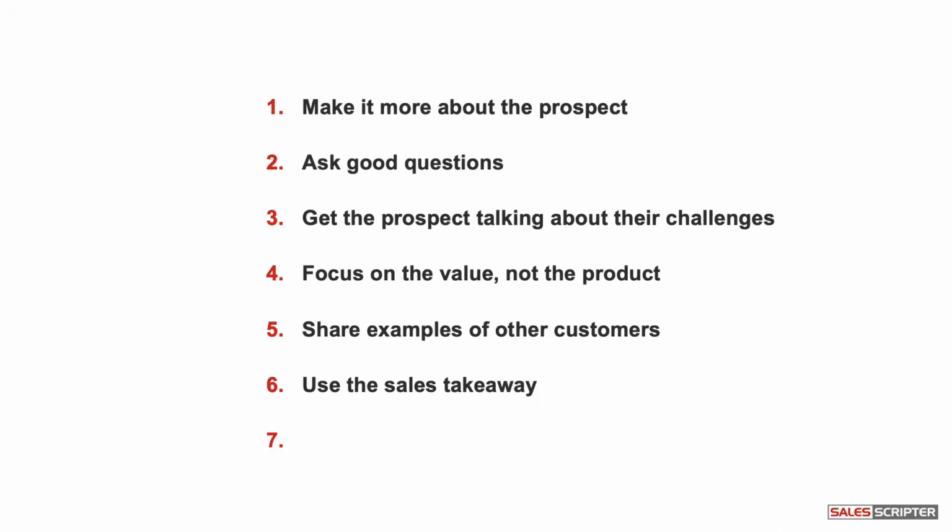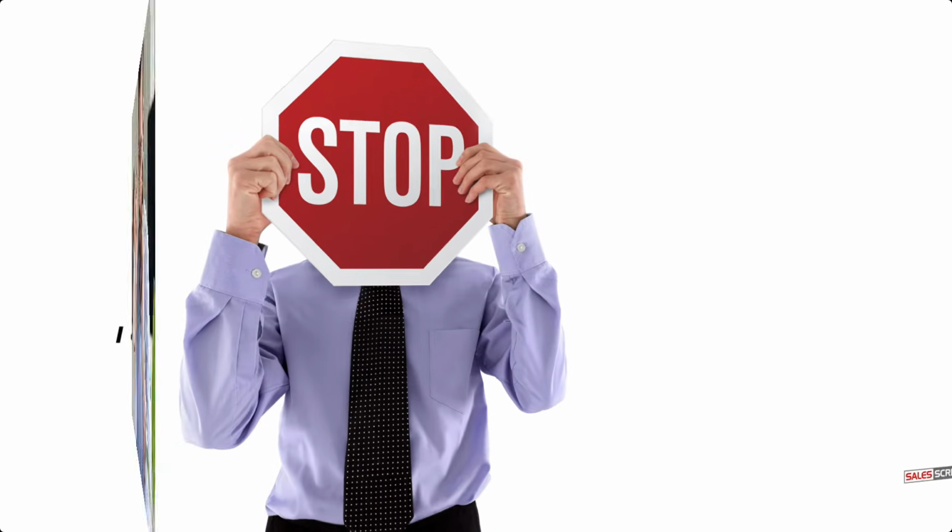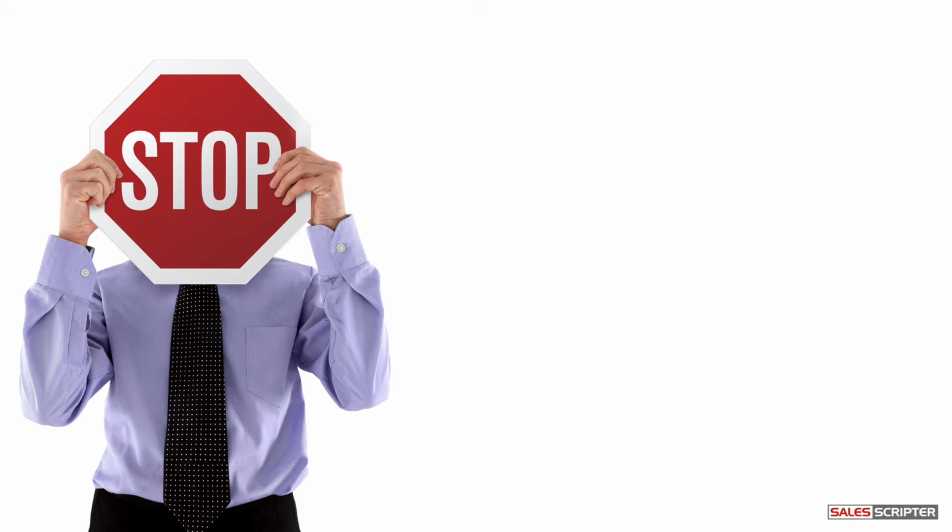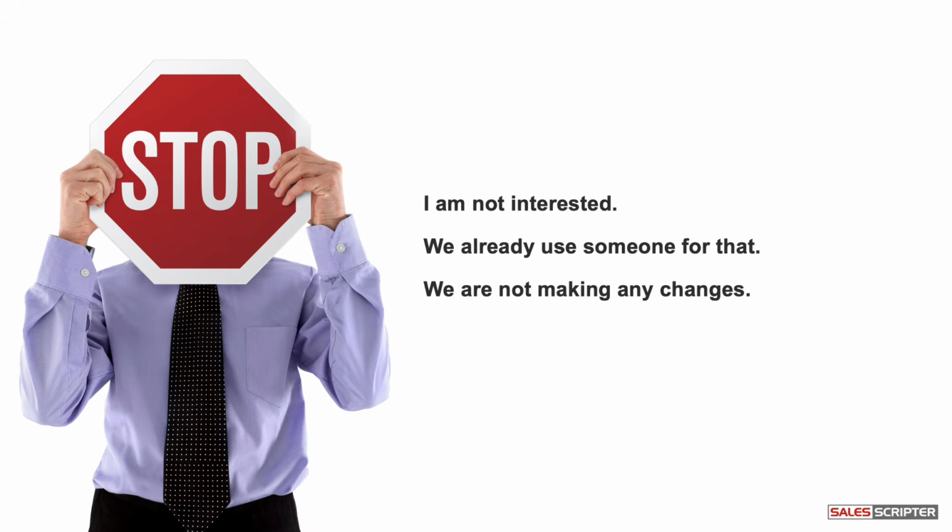And the last key for how to sell anything is to deflect objections. When you are not able to close a prospect on moving forward to the next step of the sales process, at that exact moment, you are likely facing some sort of sales objection, such as, "I'm not interested. We already used someone for that. We're not making any changes. We don't have any budget." These objections can be difficult to overcome.